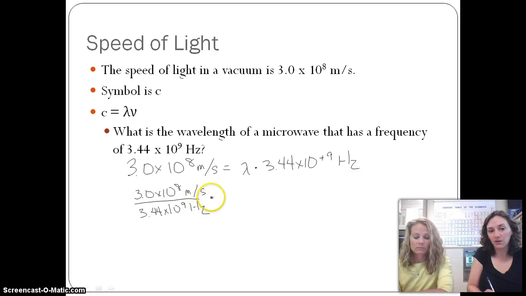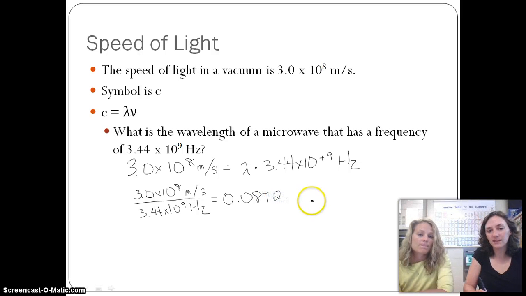So we're going to do 3 times 10 to the 8th divided by 3.44 times 10 to the 9th. You get 0.0872. So what are our units going to be here? Because it's a wavelength, and wavelength is a distance value from crest to crest, it's got to be the meters.